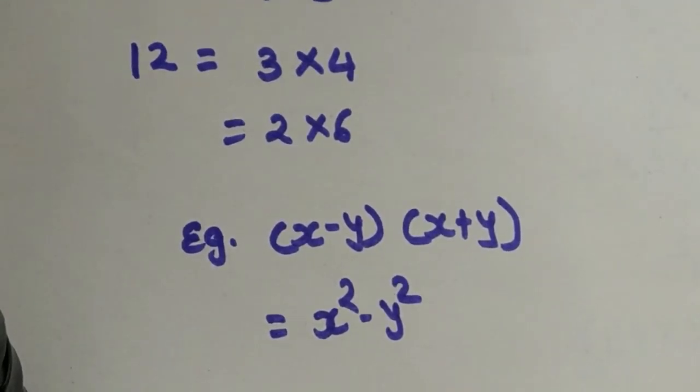We can say that if an algebraic expression is written as the product of numbers or algebraic expressions, then each of these numbers and expressions is called a factor of the given algebraic expression. The algebraic expression is called the product of these factors. The process of writing a given algebraic expression as the product of two or more factors is called factorization.